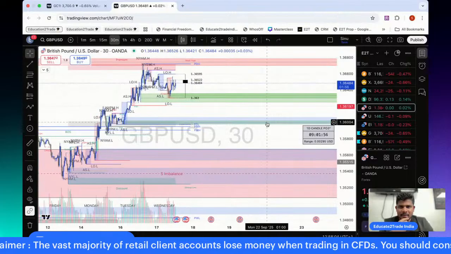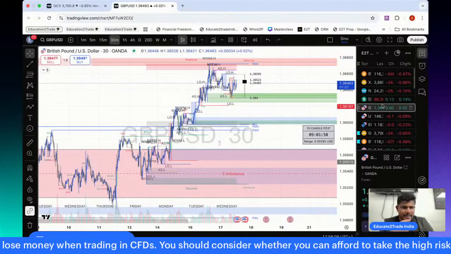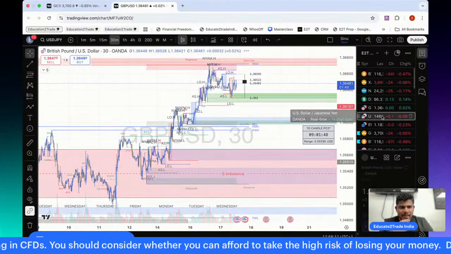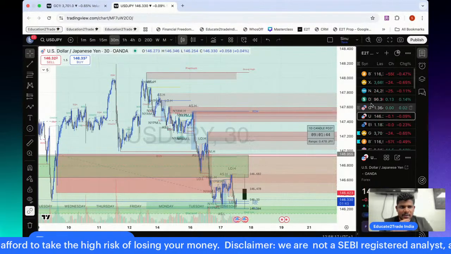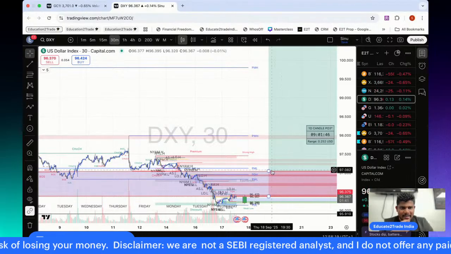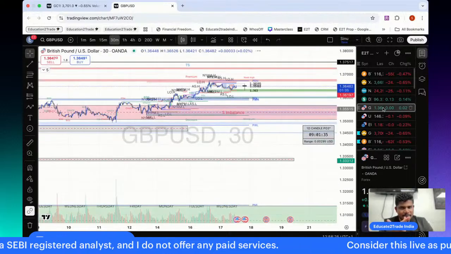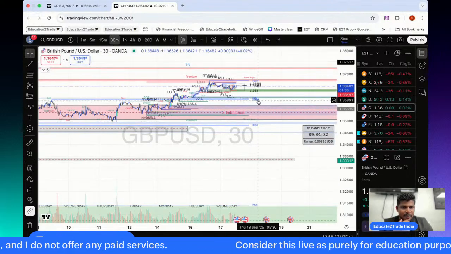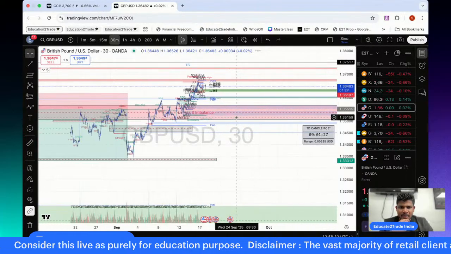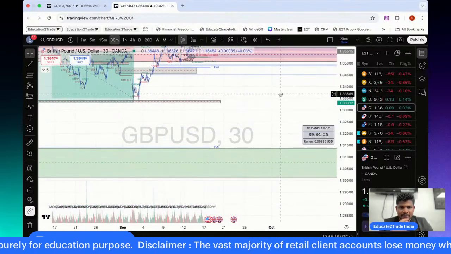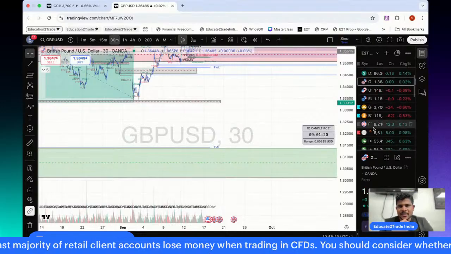On cable, no bias, and I'm still waiting for the DXY, cable and USD JPY to push beyond 146 to go long. DXY 197.054 to go long, and if that happens, obviously 1.36197 to go short on cable, looking for a target of 1.31500. So that's it from my end.